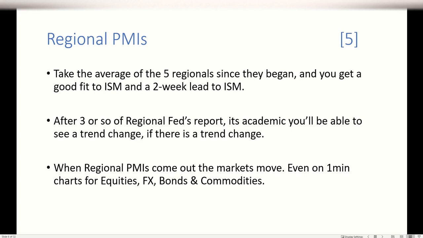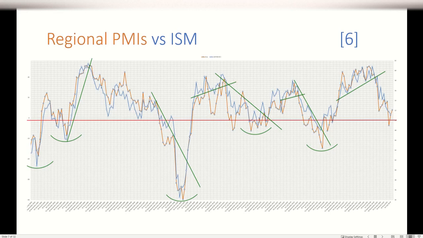And we're really looking at a trend change, because a trend change is the most important. Picking peaks and troughs is where you can really get the most returns, by starting or exiting and changing your positions or your portfolio. When regional PMIs come out, the markets move. I've seen this in real time, even on a 1-minute chart, for all the different asset classes that exist. So if you compare them, this is what you get.